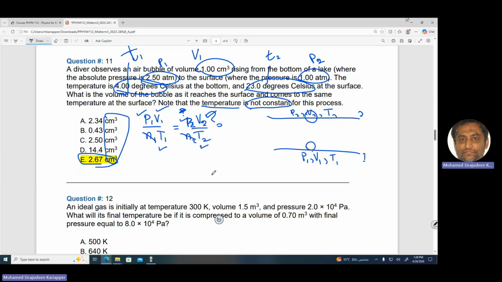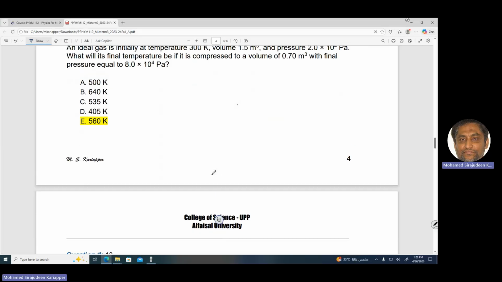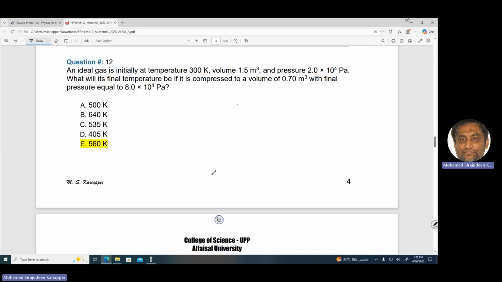Okay. Right. So let's go to the next one. Question number 12. An ideal gas is initially at temperature 300 Kelvin, volume 1.5 meter cube, and pressure 2 times 10 to the power 4 Pascal. What will its final temperature be if it is compressed to a volume of 0.